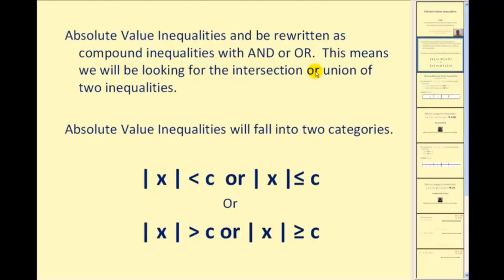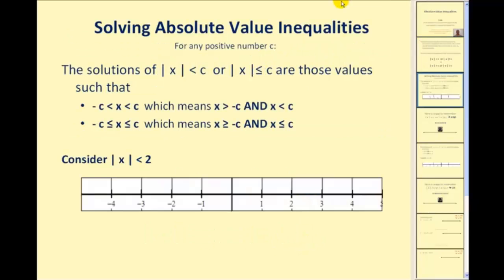Absolute value inequalities can be rewritten as compound inequalities with and or or. This means we will be looking for either the intersection or the union of two inequalities. Absolute value inequalities fall into two basic categories. The first, where we have the absolute value either less than or equal to a positive value of c. And the second case is where we have the absolute value either greater than or equal to a positive value of c. Let's consider the first case.